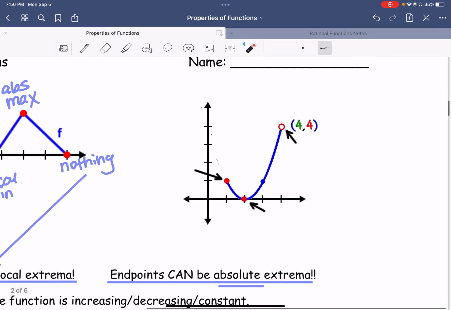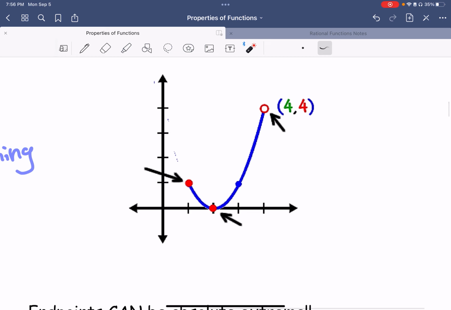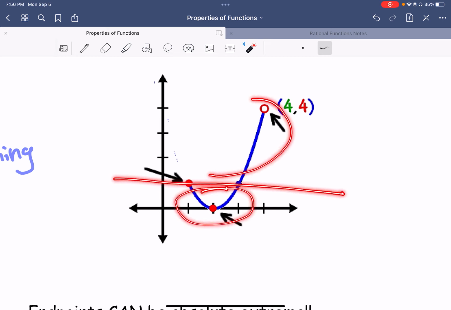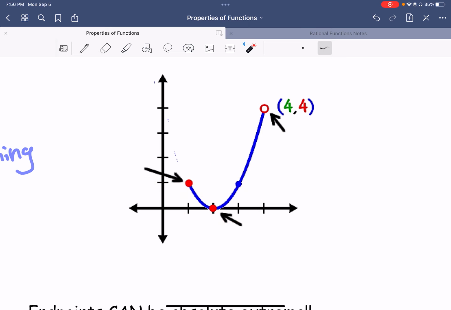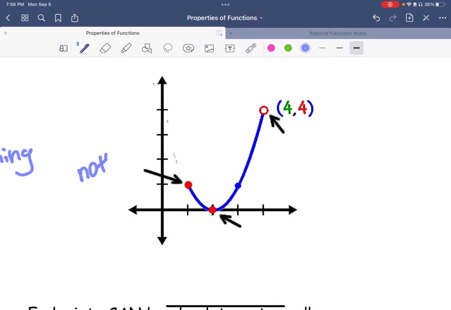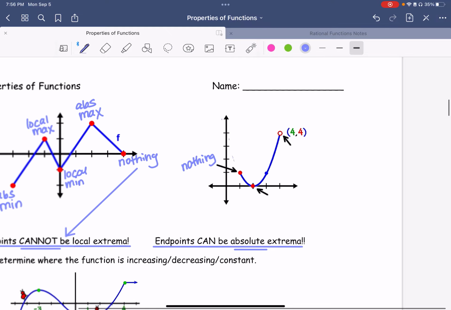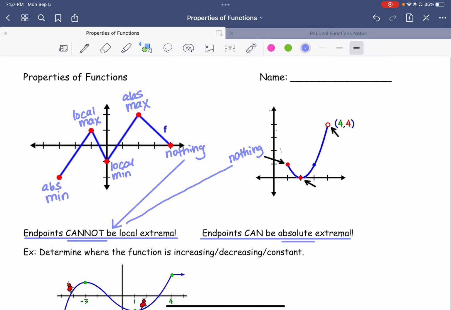Let's do another example. So again, starting off at the first point, if I draw a horizontal line, there's stuff below it, there's stuff above it. So it can't be an absolute minimum, it cannot be an absolute maximum. And because it would have been a local extrema, but notice that it's an endpoint, and endpoints cannot be local extrema, so this one is also nothing. I will also point to the explanation of why it is nothing.